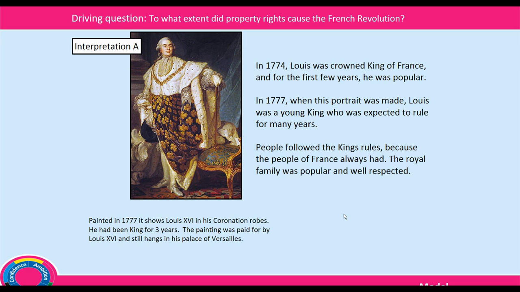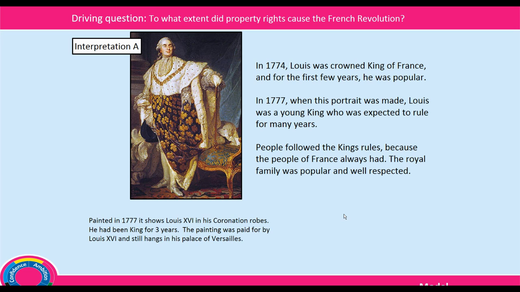The next 2 slides refer to the final question in your exam questions task. Interpretation A. Painted in 1777, it shows Louis XVI in his coronation robes. He had been king for 3 years. The painting was paid for by Louis XVI and still hangs in the Palace of Versailles.